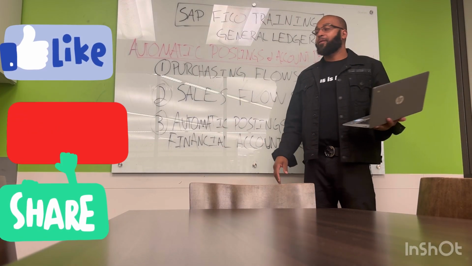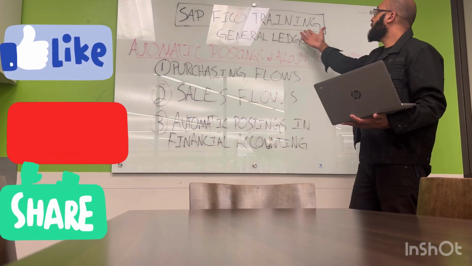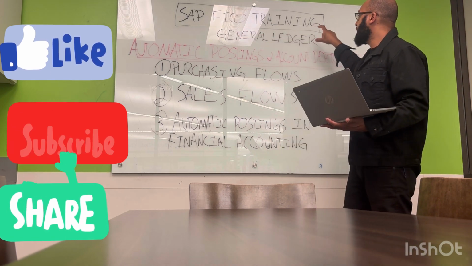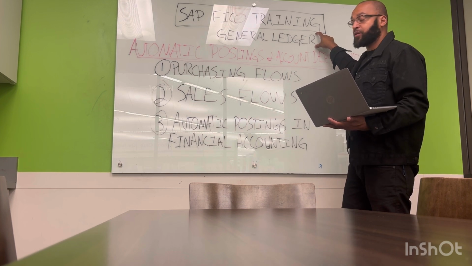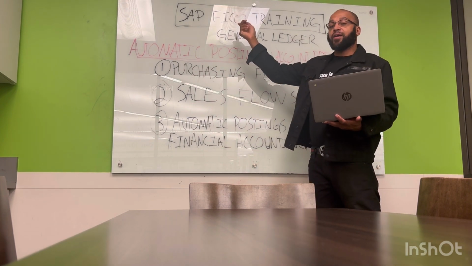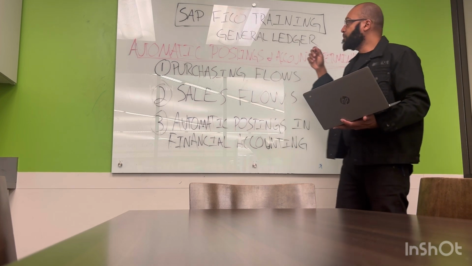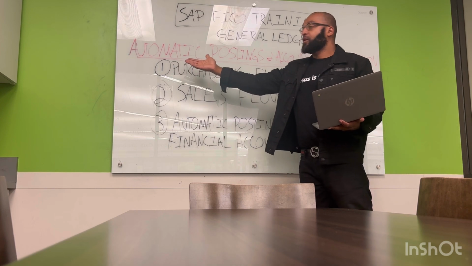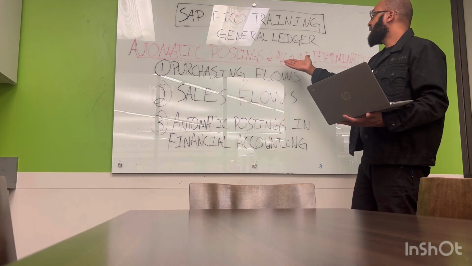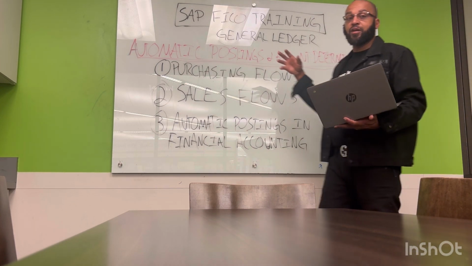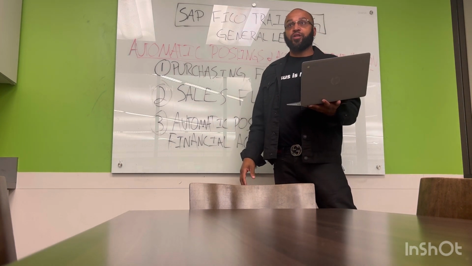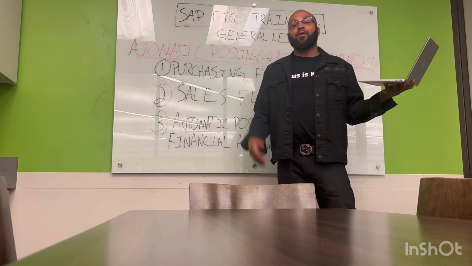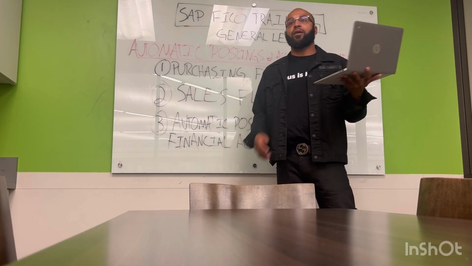Hello everyone. This is a SAP FICO training video, and we are going through the main topic of the general ledger. General ledger is a part of SAP FICO training. Within general ledgers, there is a section regarding automatic postings and account determination, and that's what the focus of this video is going to be. And we're in SAP S/4HANA.